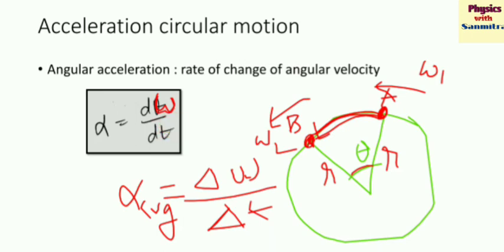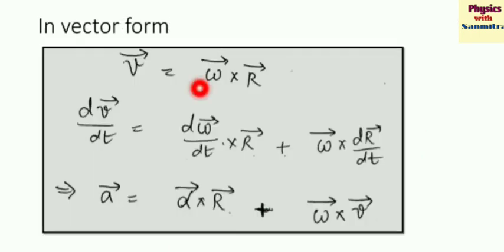Now let's see in vector form. In vector form, v vector is equal to omega cross r. Now we are differentiating it. See, we get dv vector by dt. While differentiating a vector in cross form, you have to be very careful. You cannot change the sequence. First omega will come, then r will come. See, d omega by dt cross r, then omega cross dr by dt in vectors.